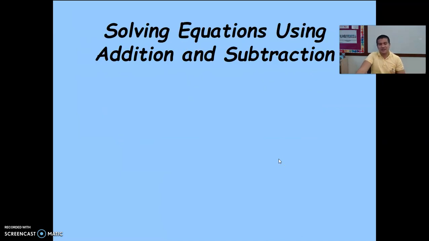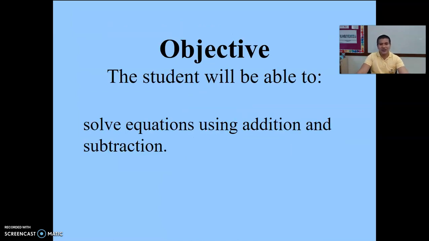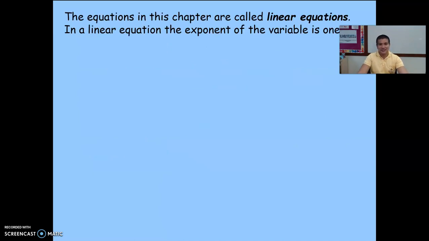Solving equations using addition and subtraction. In this lesson, you are going to be able to solve equations using addition and subtraction. The equations in this chapter are called linear equations. Linear equations involve one variable or two variables, the x and y variables. In a linear equation, the exponent of the variable is always 1.